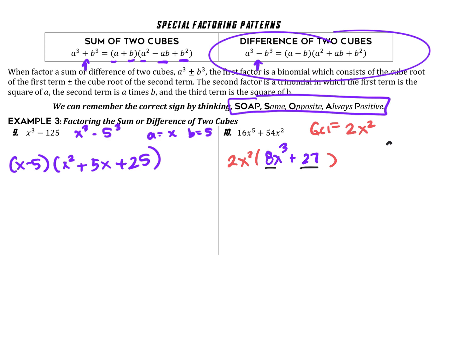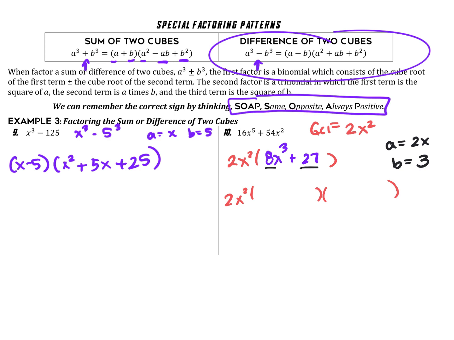So I'm going to ask myself, in this case, what's a? a is 2x, because if I put 2x to the third power, I would get 8x cubed. What's b in this situation? b is 3. So no matter what in my final answer, I'm still going to have this 2x squared up here. That was my greatest common factor.